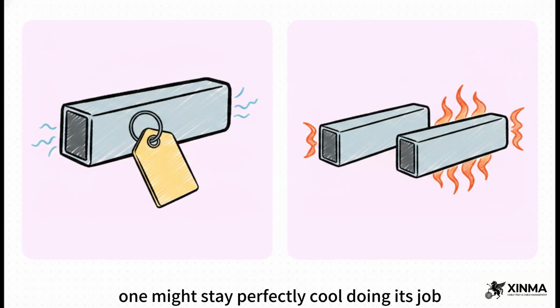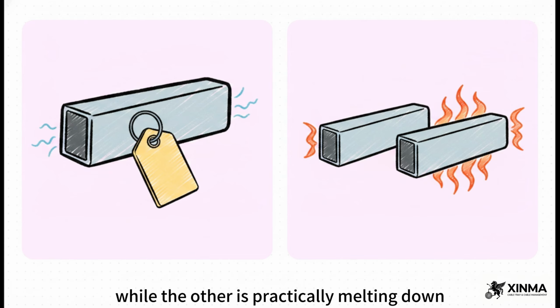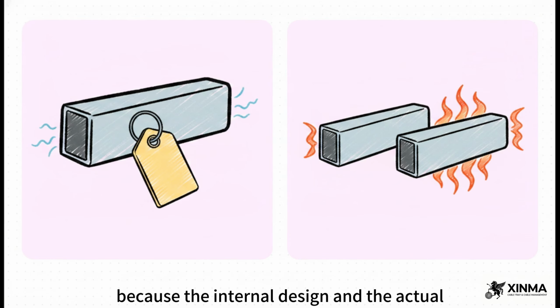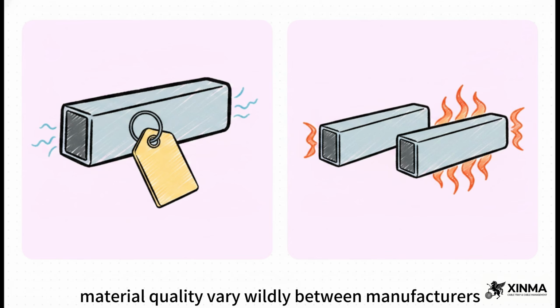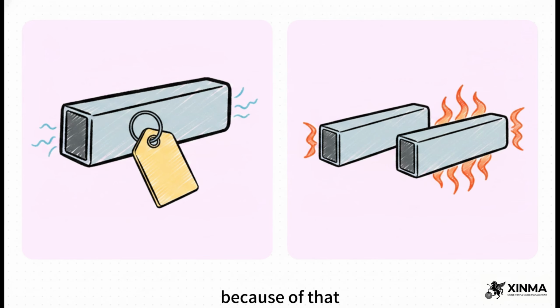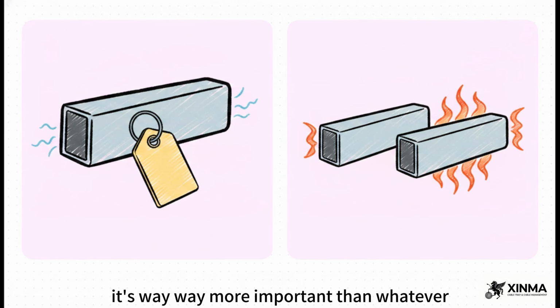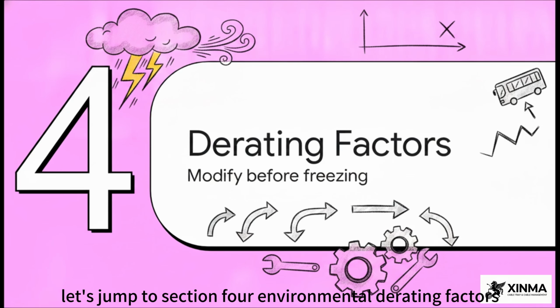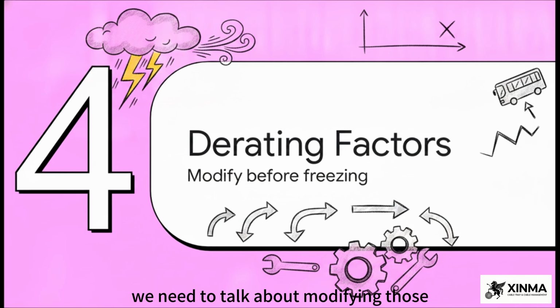One might stay perfectly cool, doing its job, while the other is practically melting down and approaching its thermal limits. Why does that happen? Because the internal design and the actual material quality vary wildly between manufacturers. Because of that, temperature rise evidence is your only real source of truth. It's way more important than whatever nominal label is slapped on the side. Let's jump to Section 4, environmental derating factors. We need to talk about modifying those numbers before you freeze your spec.